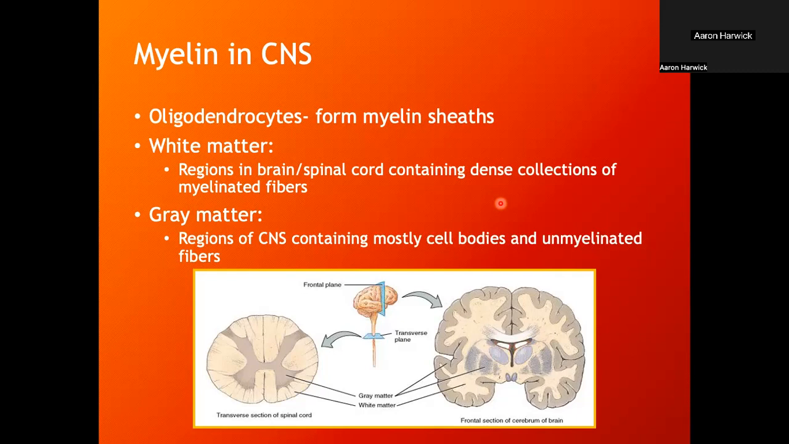So there's going to be a difference in the conduction speed of the impulses from that myelination. And again, within the central nervous system, this is dictated through the oligodendrocytes. If it's the peripheral nervous system, it's the Schwann cells.